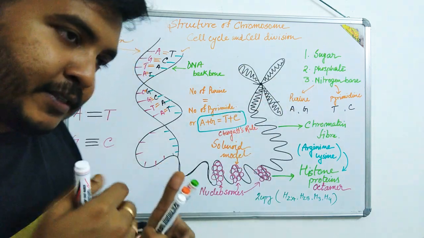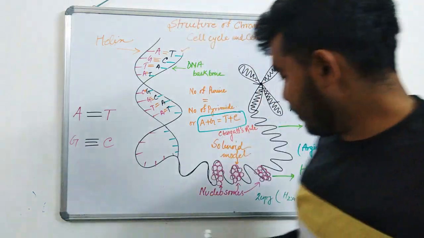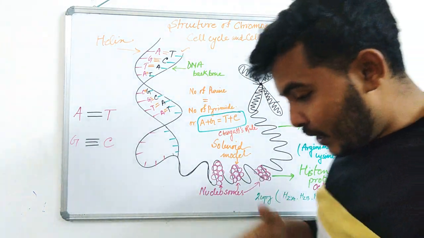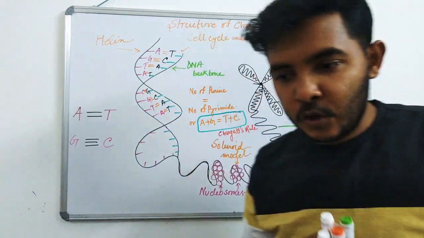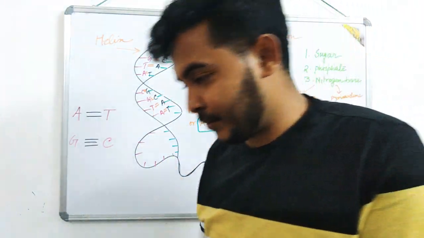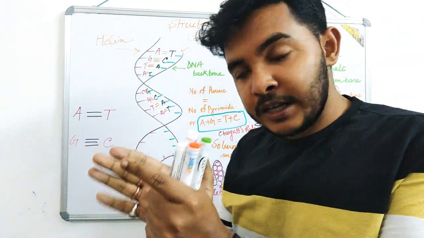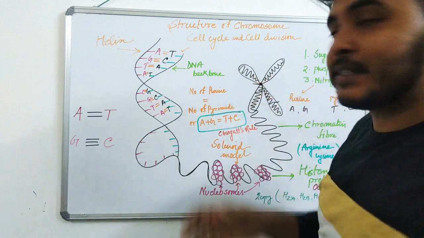Chromosome is made up of highly condensed chromatin fiber with nucleosomes. What are nucleosomes? Nucleosomes are the core of histone protein, 8 histone proteins, and DNA wraps around them. They come together very close and they make this compact structure.